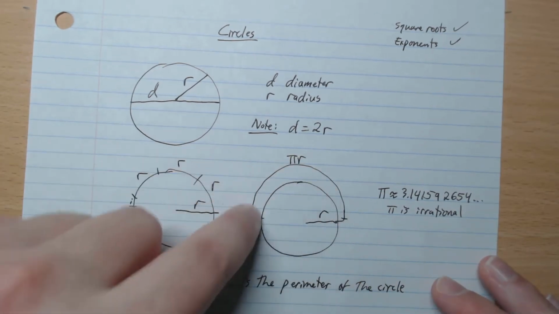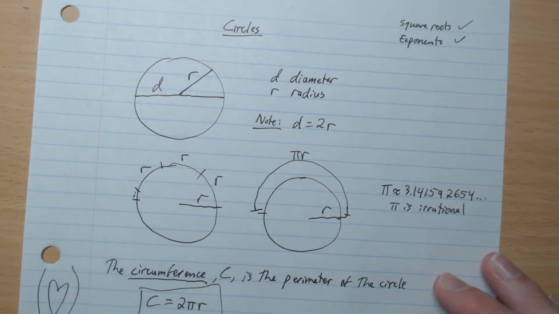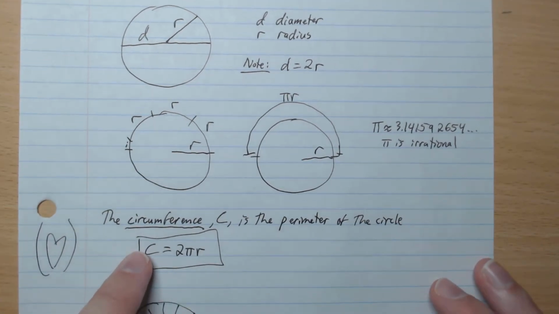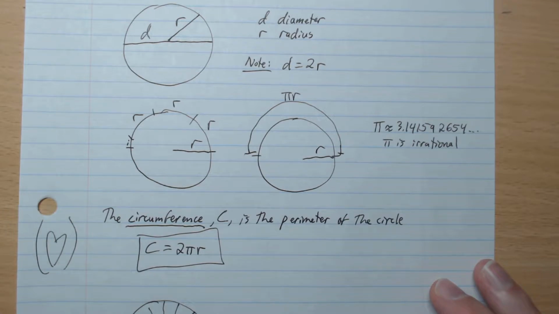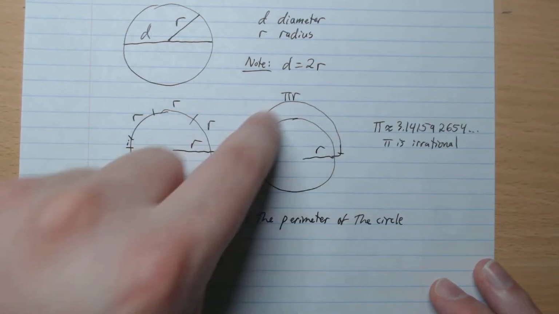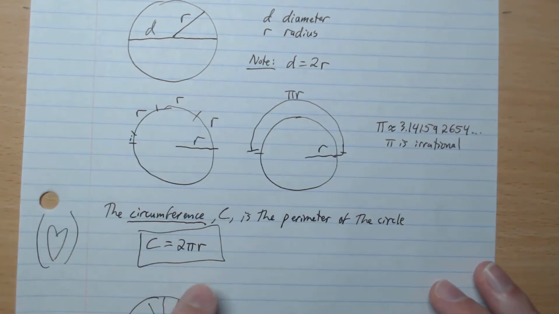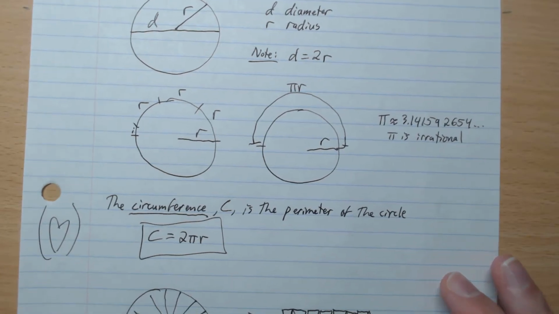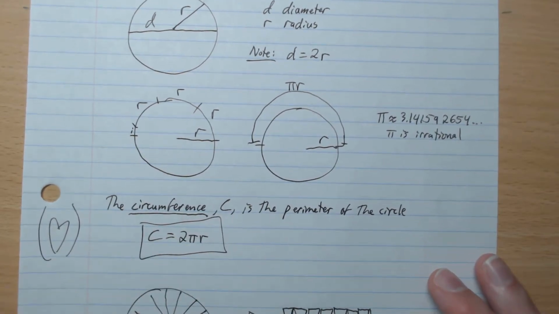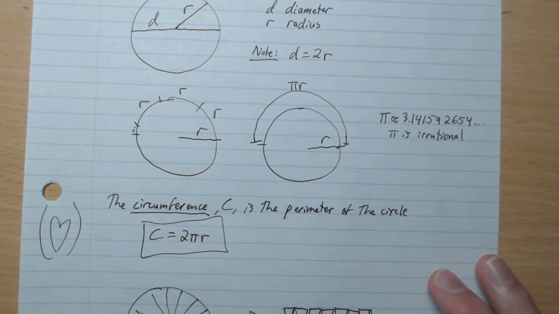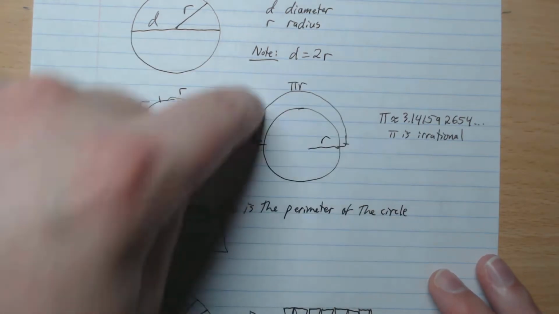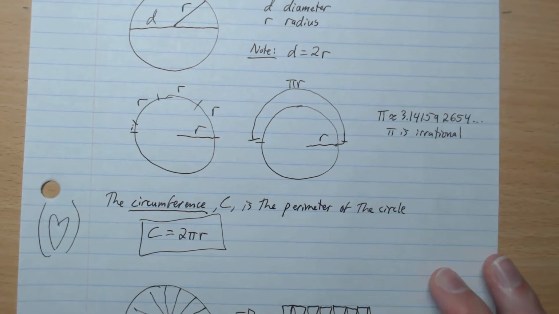And so to get the whole perimeter, we double it. The perimeter of a circle, we call it a circumference. And so the circumference is pi r times 2, like that. So 2 pi r. And this is a formula you're going to have to know by heart. But if you understand where it comes from, you can deduce it yourself. You can always remember, oh, pi r, 2 pi r gives the whole thing.